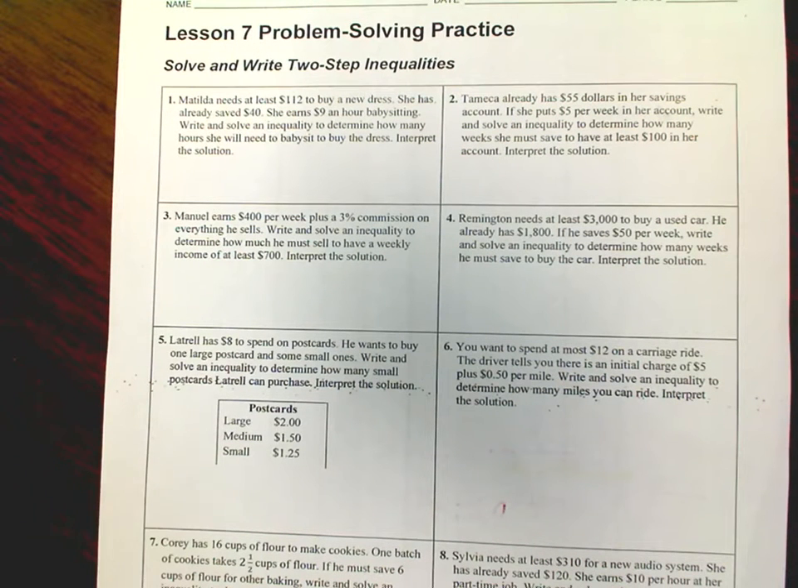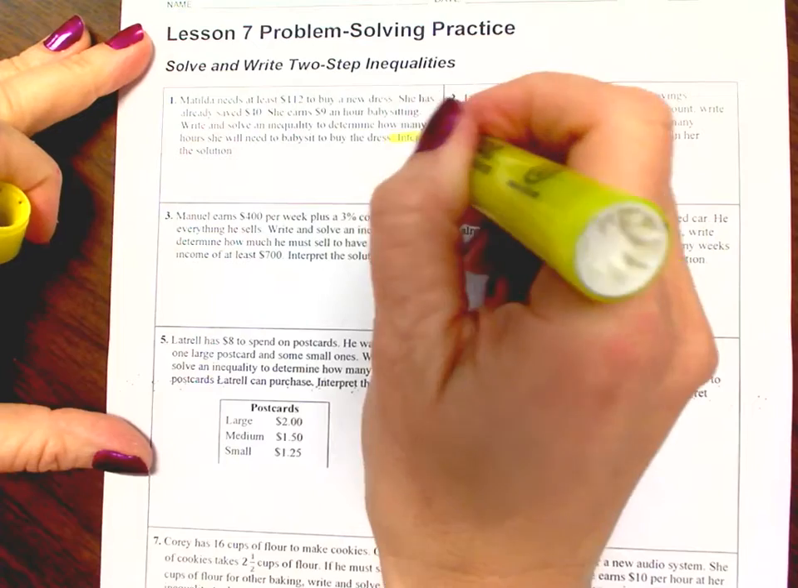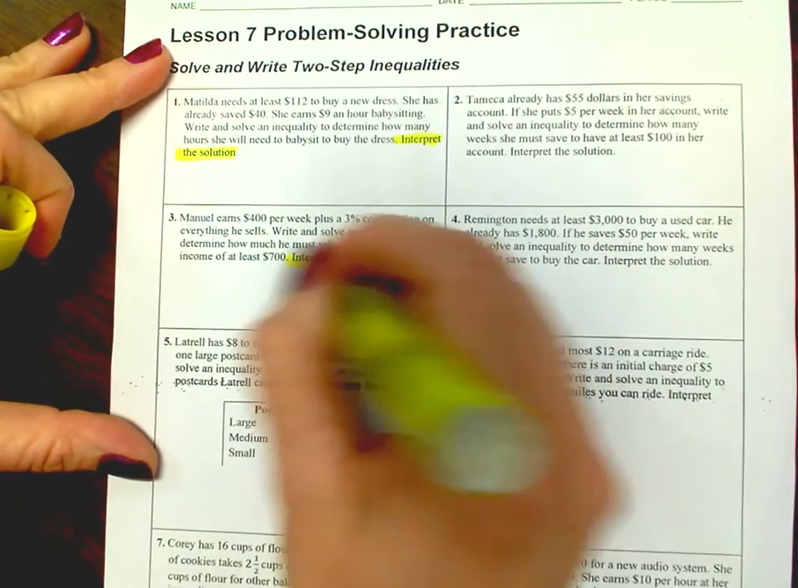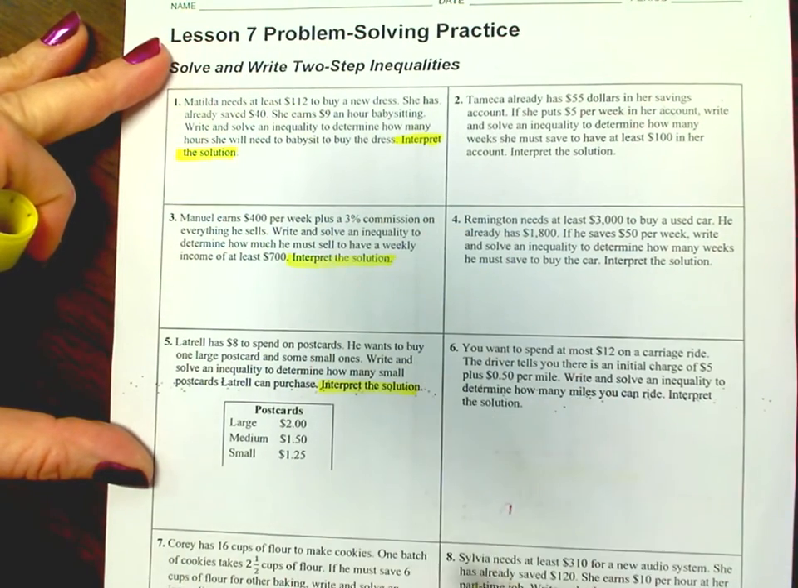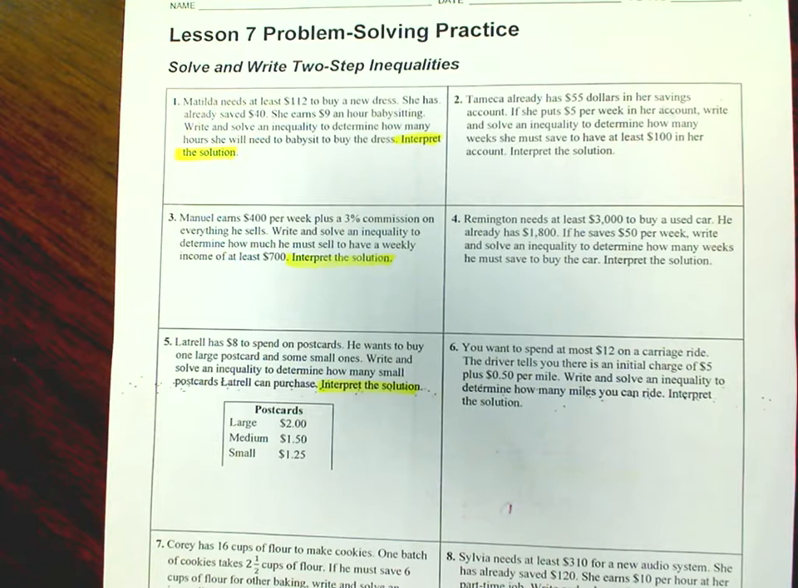Okay, number 1. Matilda needs at least $112 to buy a new dress. She has already saved $40. She earns $9 an hour babysitting. Write and solve an inequality. Determine how many hours she will need to babysit to buy the dress. Interpret the solution. So again, interpret the solution means write a sentence at the end. And all of those have it.